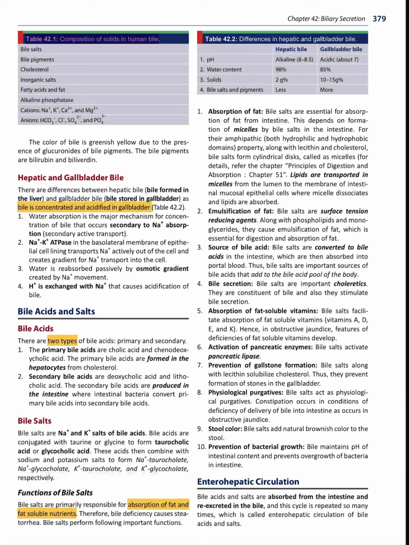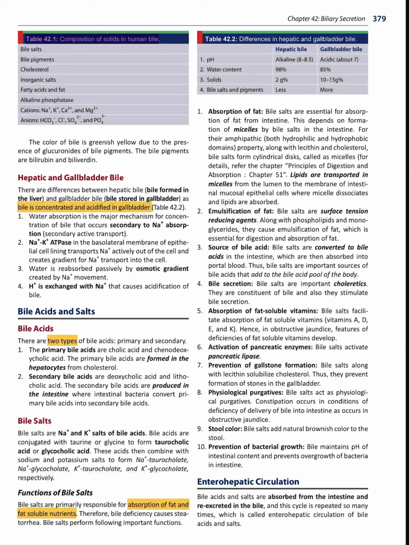Emulsification of fat. Bile salts are surface tension reducing agents along with phospholipid and monoglyceride. They cause emulsification of fat, which is essential for digestion and absorption of fat. Source of bile acid. Bile salts are converted to bile acid in the intestine, which is absorbed into portal blood. Thus, bile salts are an important source of bile acid that adds to the bile acid pool of the body.